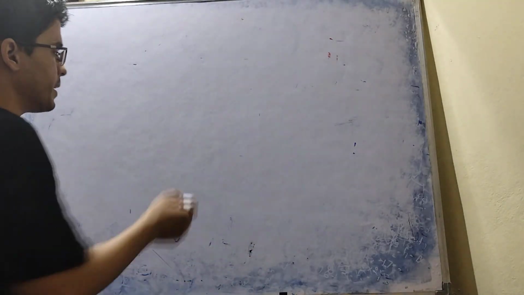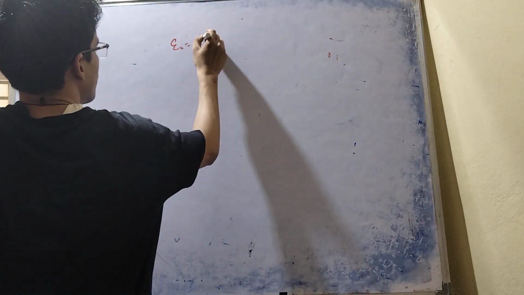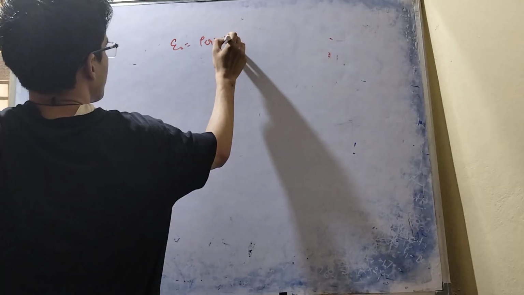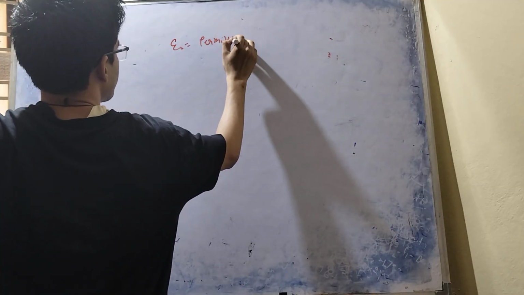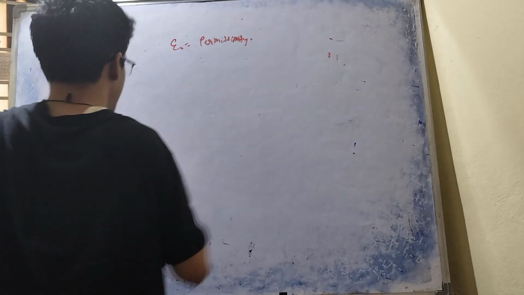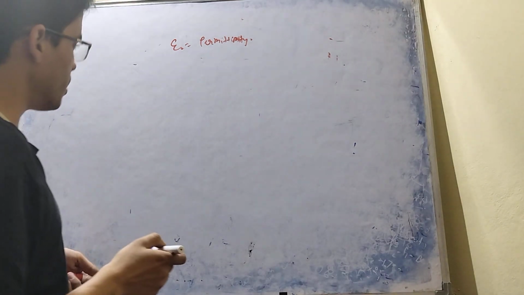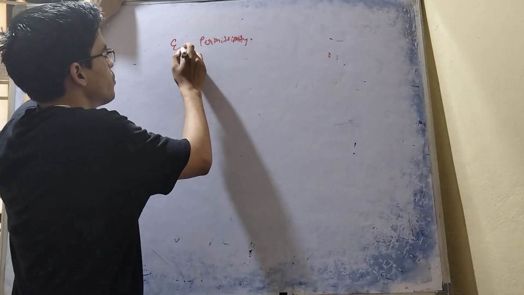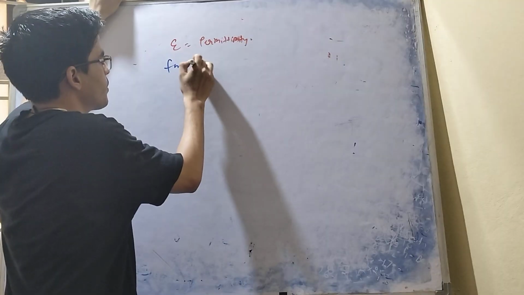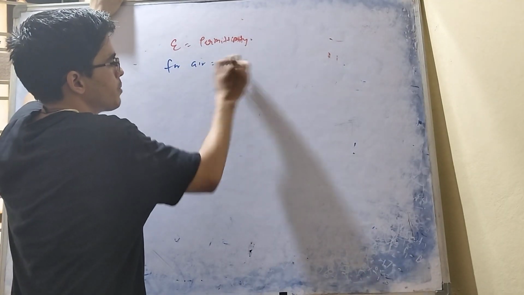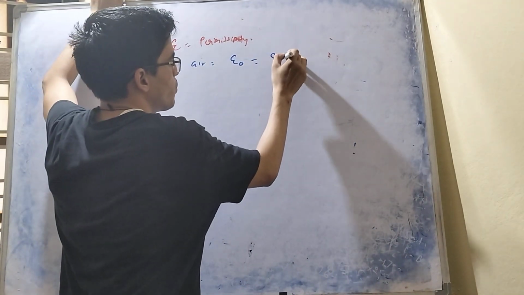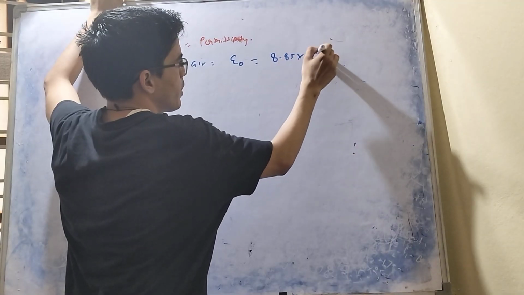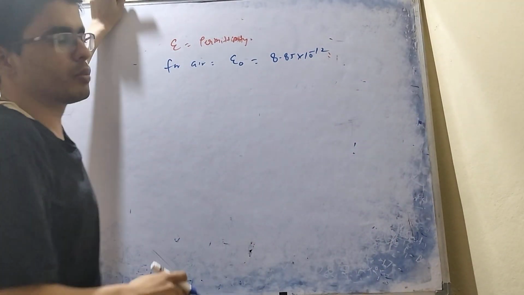So I told you, epsilon naught is called permittivity. Permittivity. Correct? The epsilon value for air is called epsilon naught, and it is equal to 8.85 into 10 power minus 12 Newton per meter square per Coulomb square.